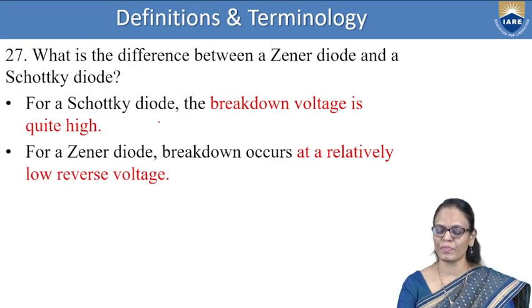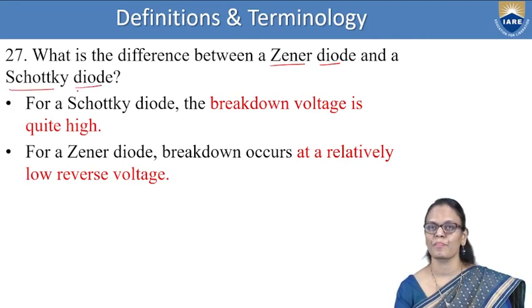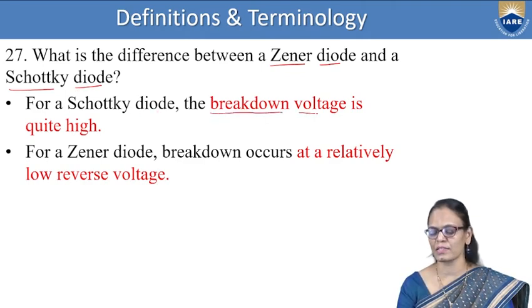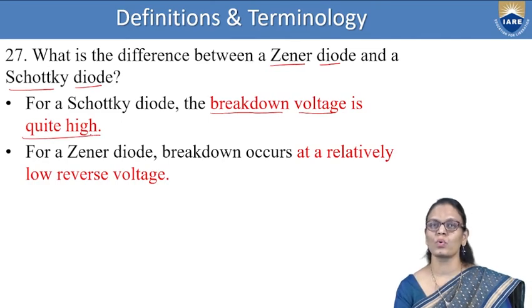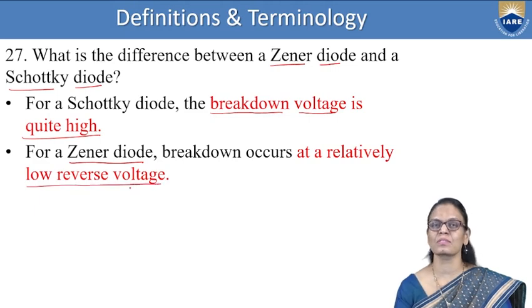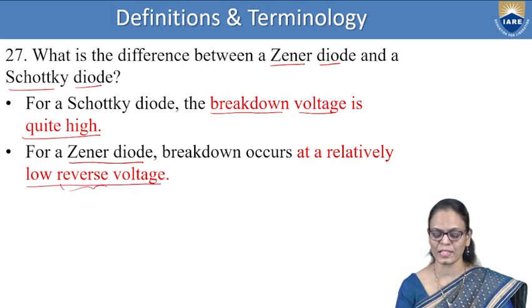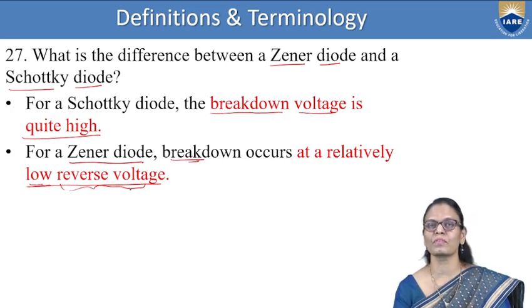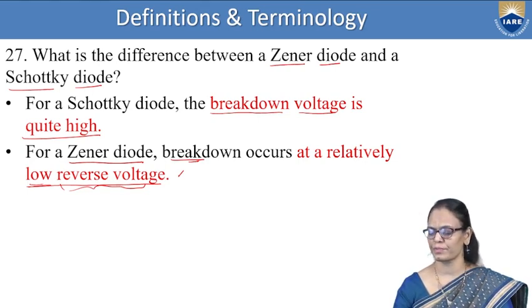Now, what is the difference between a Zener diode and a Schottky diode? We have just seen that for a Schottky diode, the breakdown voltage is very high. The voltage at which it breaks down is very high. But for a Zener diode, the breakdown occurs at a relatively low reverse voltage. Here the applied voltage is the reverse voltage, and the breakdown occurs at a very low reverse voltage. That is the main difference between a Schottky diode and a Zener diode.